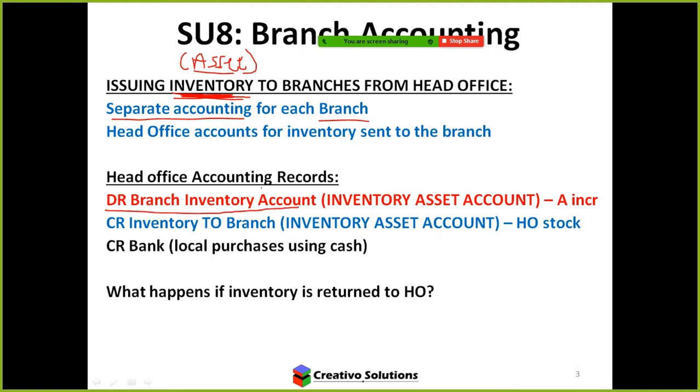Head office accounting records. You have branch inventory and you have inventory to branch. Both of those accounts are considered inventory accounts. Both of those accounts are considered asset accounts. But the only difference between account number 1 and account number 2 is where the inventory is sitting. That's the only difference.